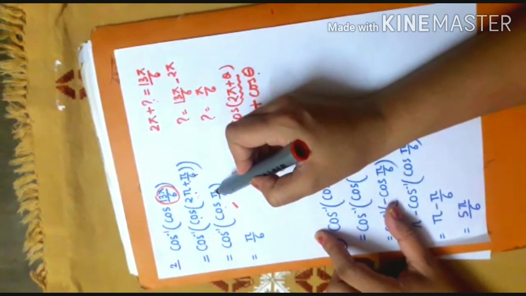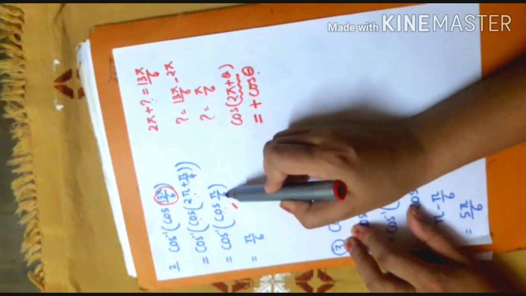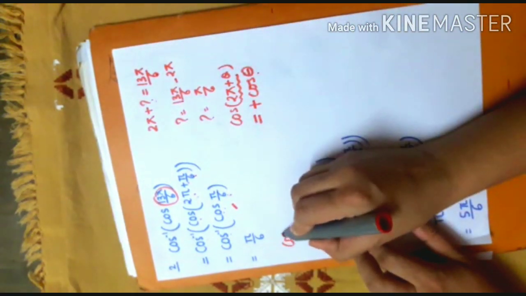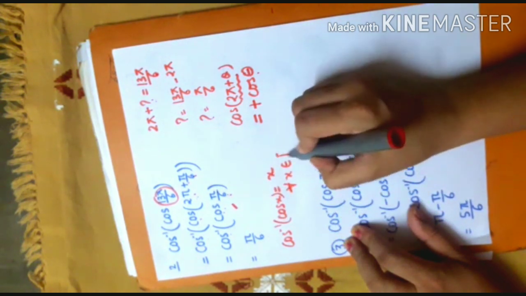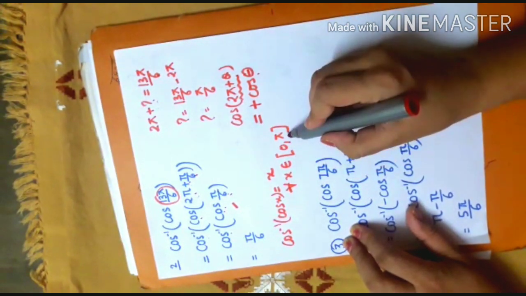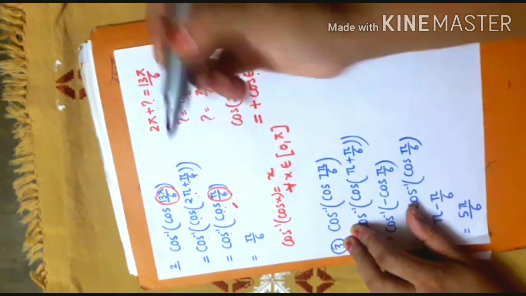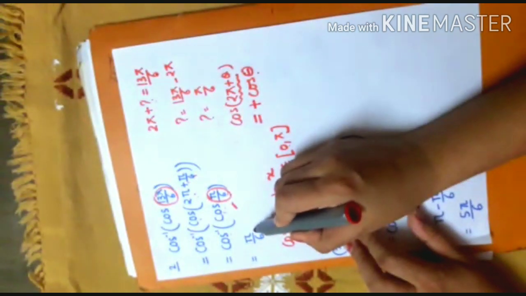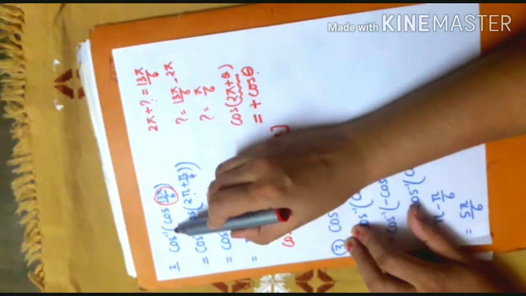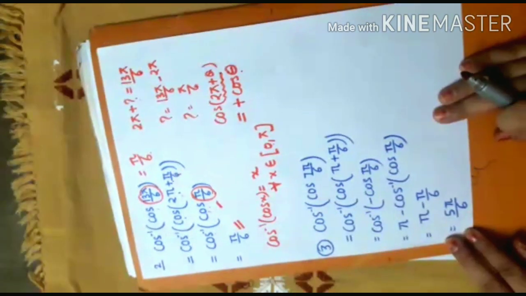The role of theta is being played by pi by 6. So here we get cos inverse cos pi by 6. Now we know that cos inverse cos x is equal to x for all x which belong to the closed interval 0 to pi. And here the role of x is pi by 6, and pi by 6 lies between 0 and pi. So cos inverse cos pi by 6 will be equal to pi by 6. So cos inverse cos 13 pi by 6 is equal to pi by 6.